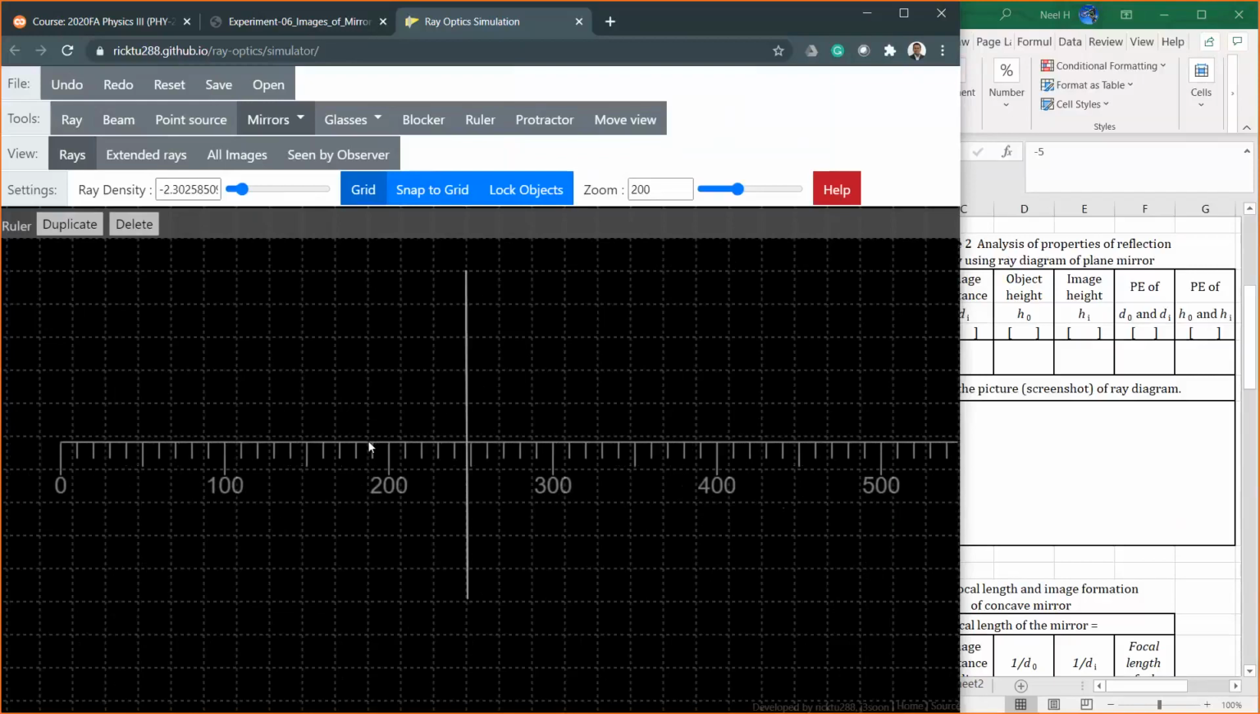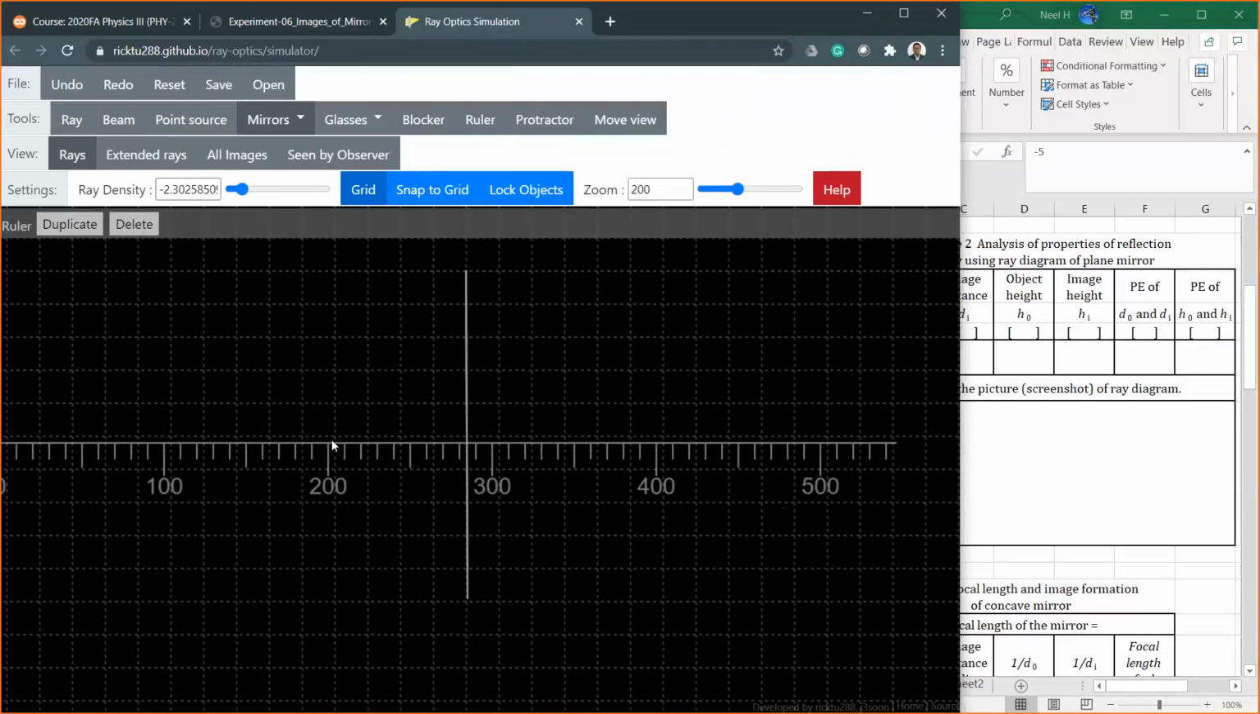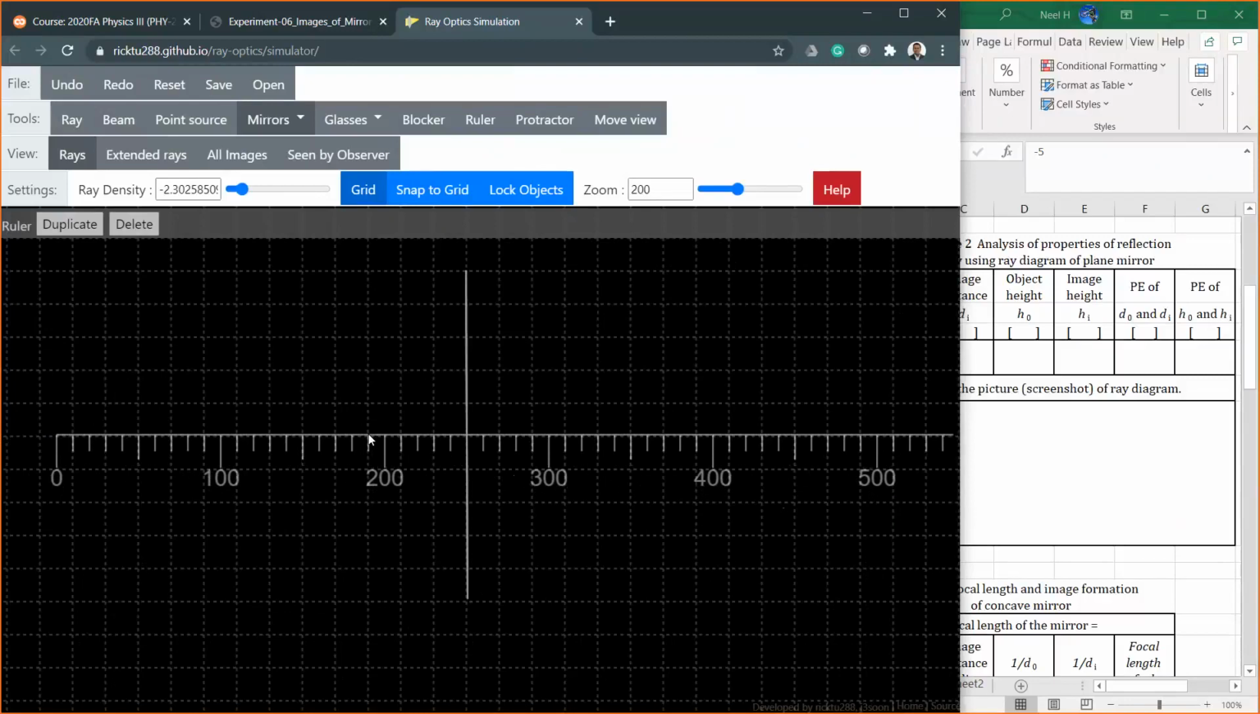Let's change this, if you want, to 300 for example, then the 300 line is going to be on the mirror, and 200 and 300 will have 250 in between. If you want to, you can click and drag like that. It doesn't matter, but one proper line of that meter ruler should be aligned with the mirror segment. This is our plane mirror now, the vertical white line.